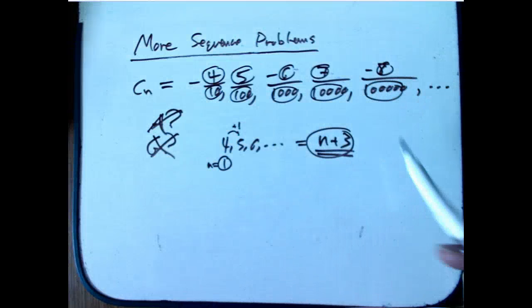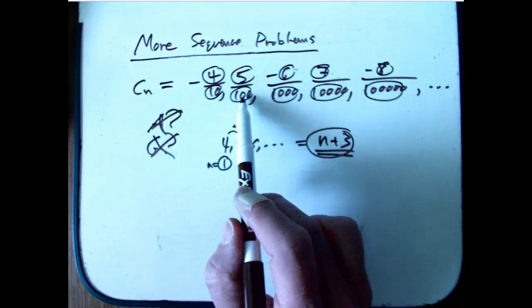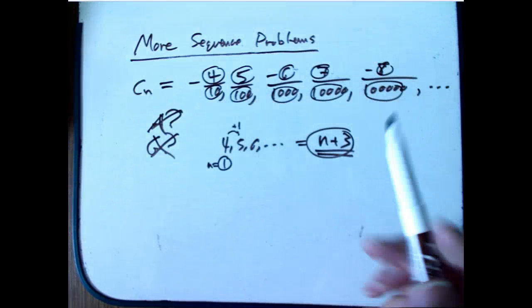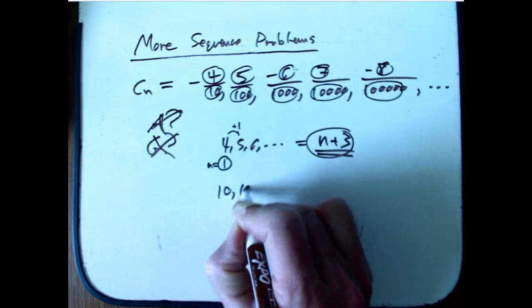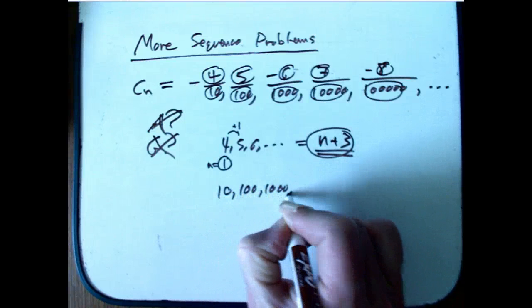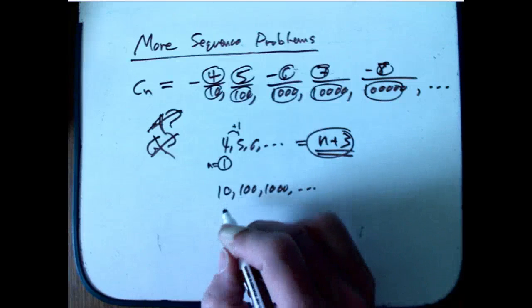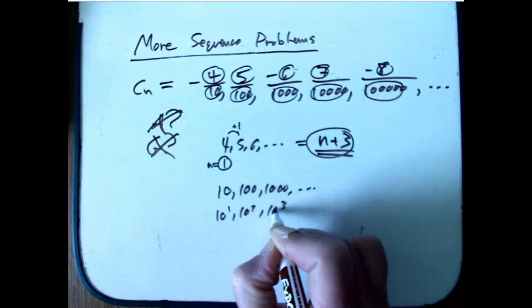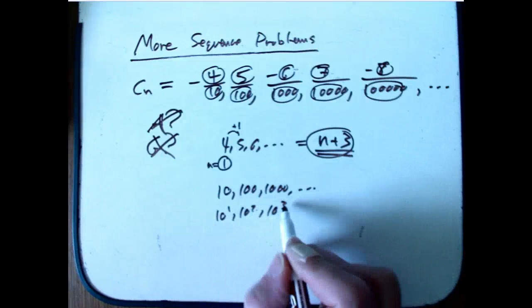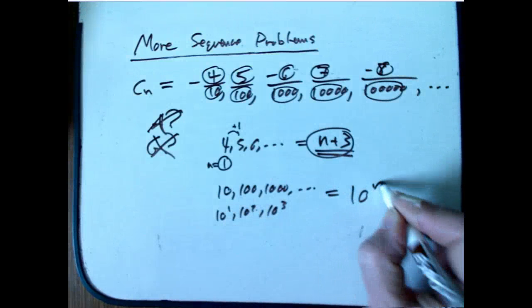The bottom, as I already observed, that looks like geometric growth. Those are powers of 10. It's a nice thing about base 10 is that those show up very easily. So 10, 100, 1000, etc. Okay, that's going to be 10 to the 1, 10 to the 2, 10 to the 3. Oh, and if n is 1, 2, 3 here, that's just going to be 10 to the n.